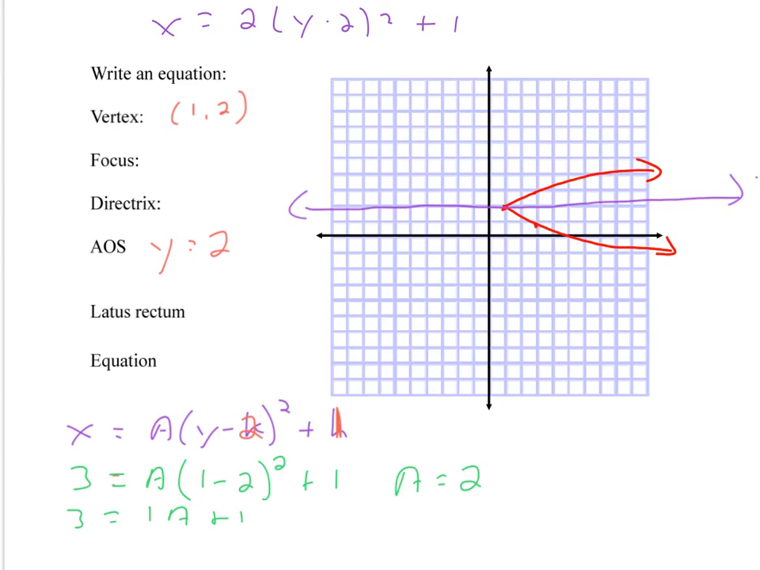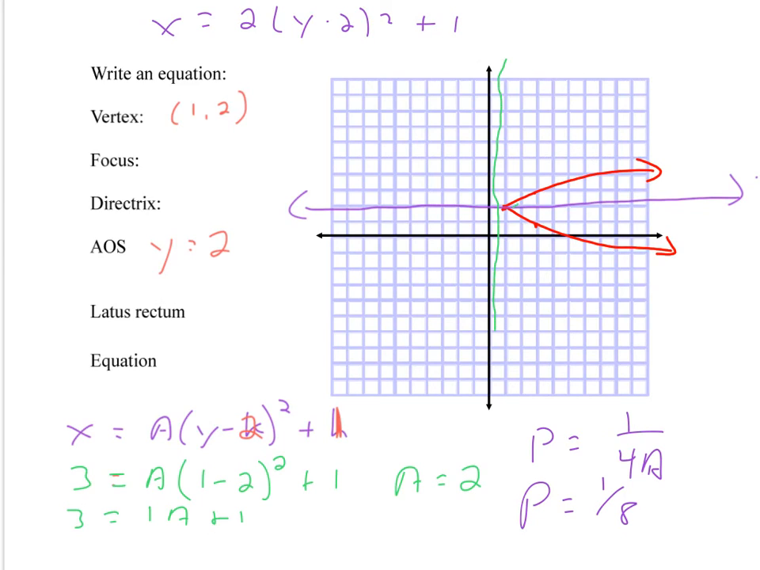Okay? But now I can use my a is 2 to figure out my 4p. I know that p is equal to 1 over 4a. So if a is 2, p is equal to 1/8. So p is very, very close. So in other words now, I'll do this the best I can, but p is 1/8 away, or my focus is 1/8 away from my vertex, and my directrix is 1/8 away from my vertex. So they're very, very close to the vertex.